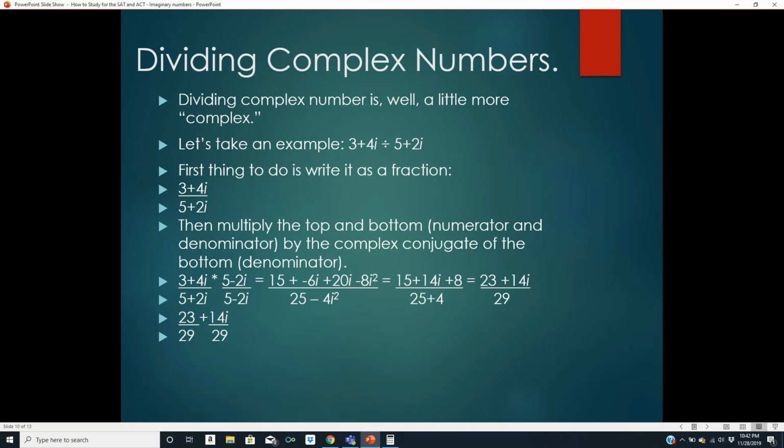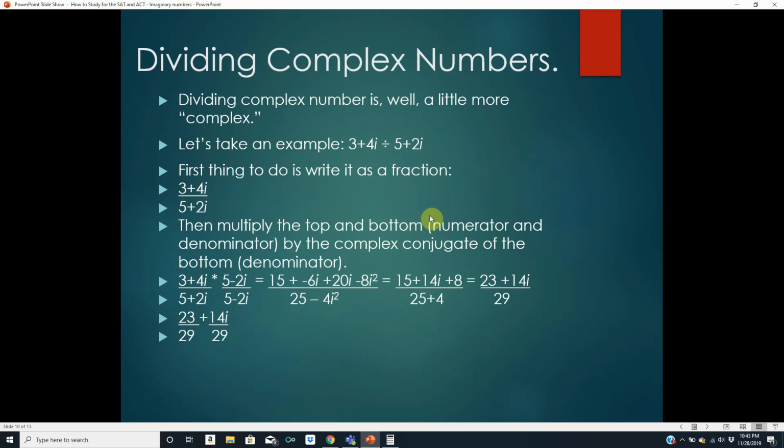Let's take an example. 3 plus 4i divided by 5 plus 2i. The first thing you want to do is write it as a fraction. That is, don't use this little division symbol that, especially when you get a little older and your eyesight's not so good, looks like a plus sign. And you write it as a fraction. So 3 plus 4i over 5 plus 2i.